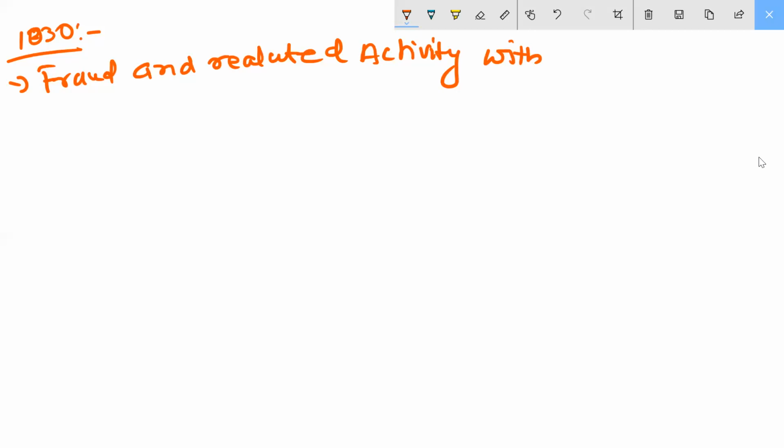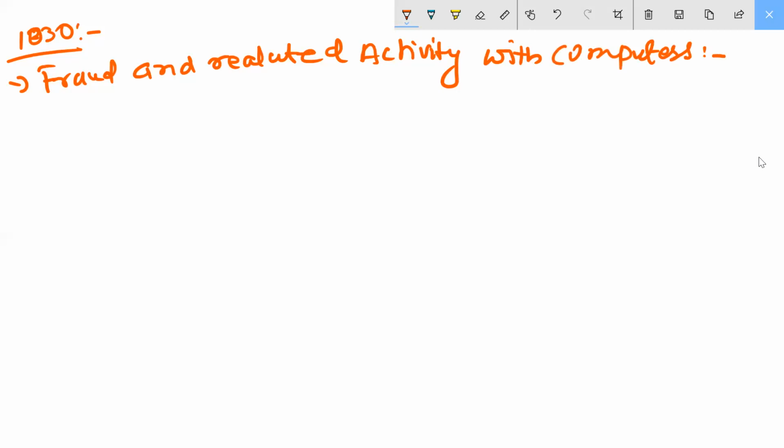Then next is your 1030, and we are talking about this in chapter 47. Always remember this, since we have to learn these things in the CISSP also. So you have to remember these points. The title is 18, chapter 47, and then section 1029 and 1030. What is 1030 telling you? Fraud and related activity with computers.